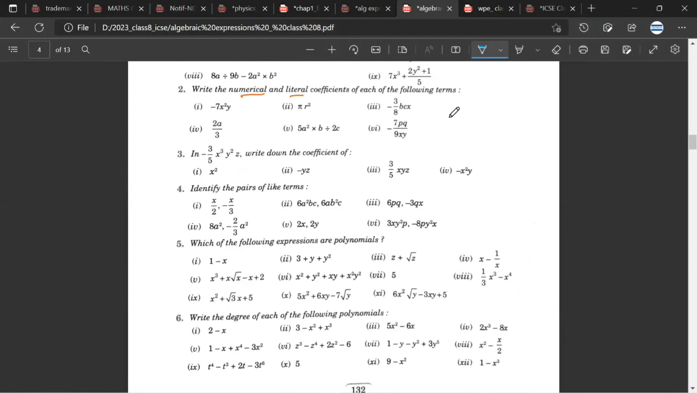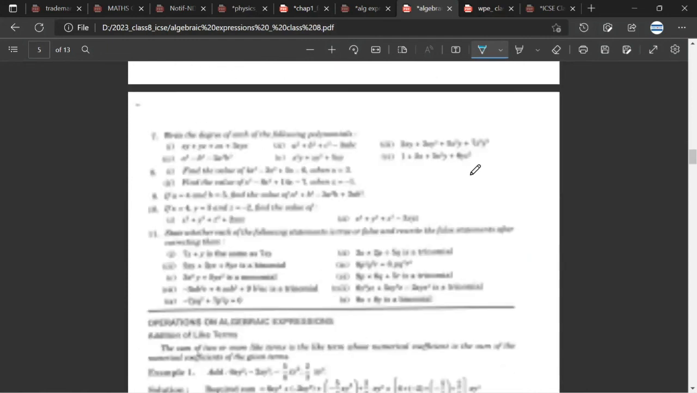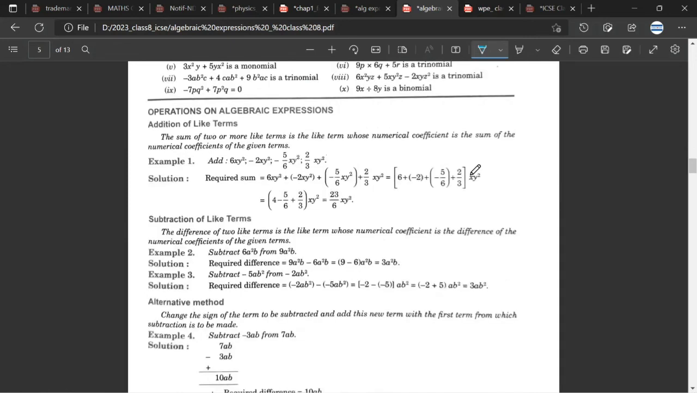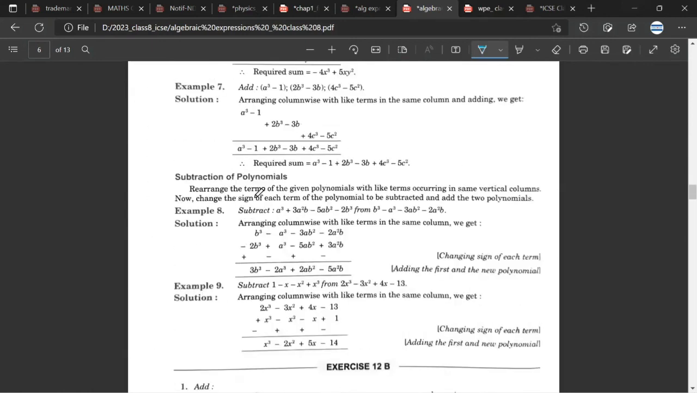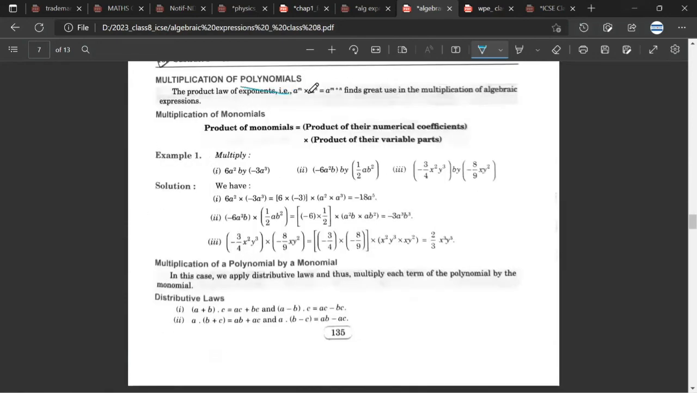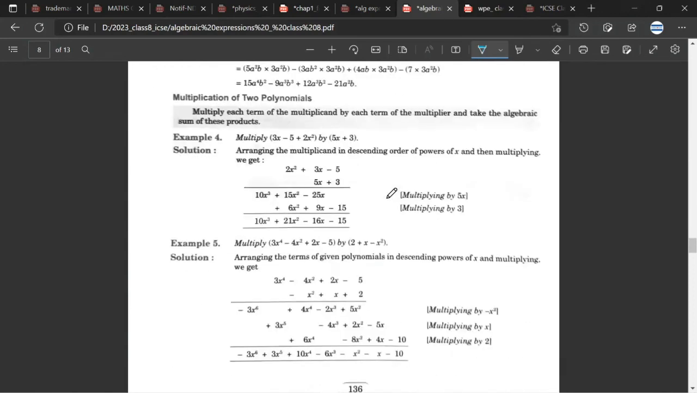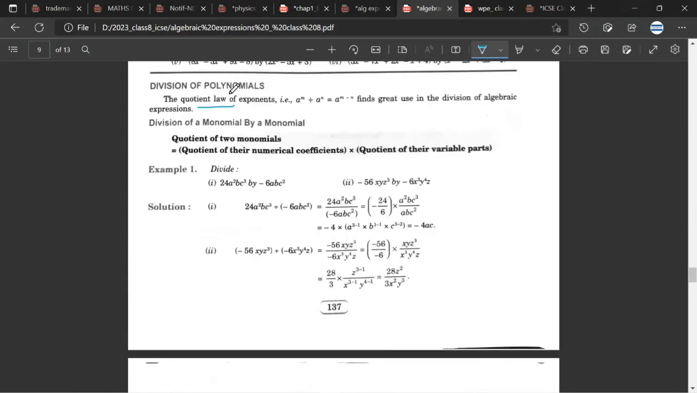Okay. Why I want you to get very comfortable with this is, once you understand this, then concepts like addition of like terms, subtraction of like terms, subtraction of polynomials, multiplication of polynomials, division of polynomials, these things will start making sense to you. Otherwise, you'll be very confused. Any doubt? So in the next lecture, we'll do practice questions of this lecture, and we'll try to do a few questions from addition and subtraction also.